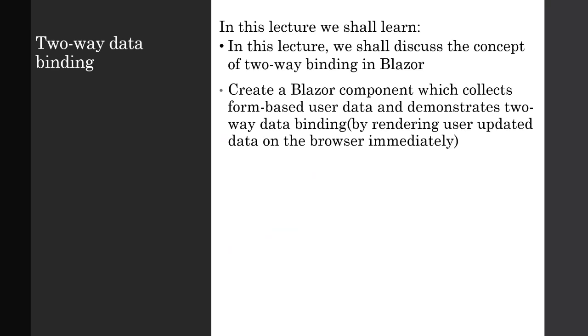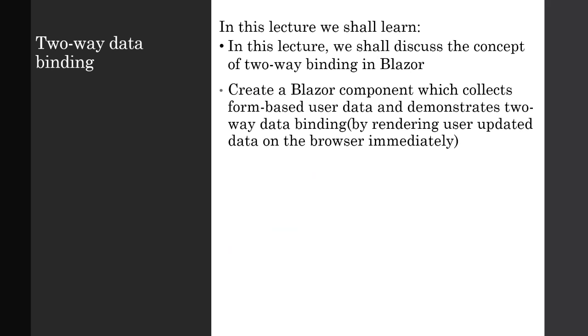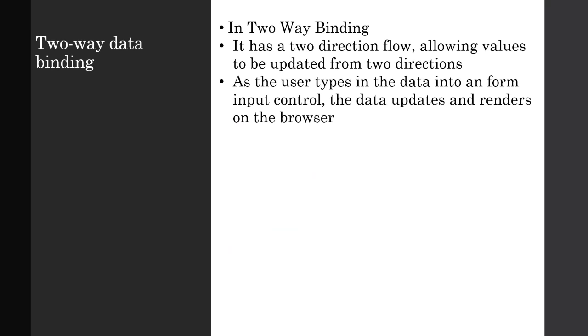However, people will be more interested in two-way binding. Two-way binding has a two-directional flow, allowing values to be updated from two directions. Say you have this view on the browser and a class. If you update the view, the class or the model will also be updated, and vice versa. If you update the model, the view will change.